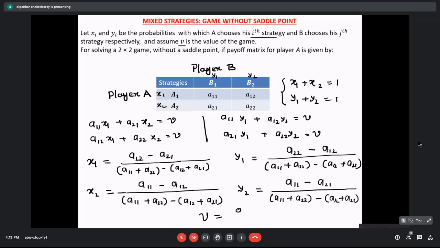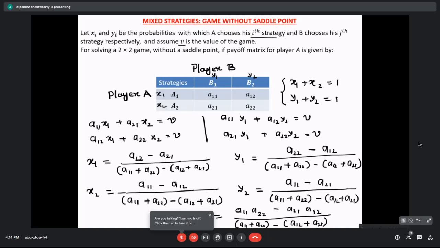This is basically a11 into a22 minus a12 into a21, divided by the same, a11 plus a22 minus a12 plus a21.